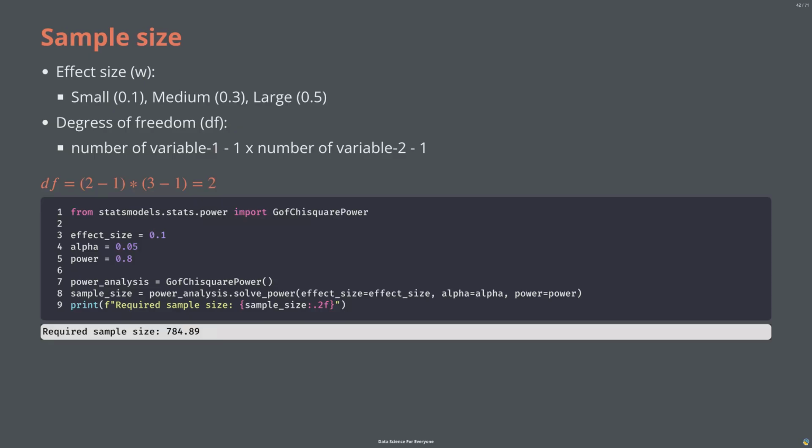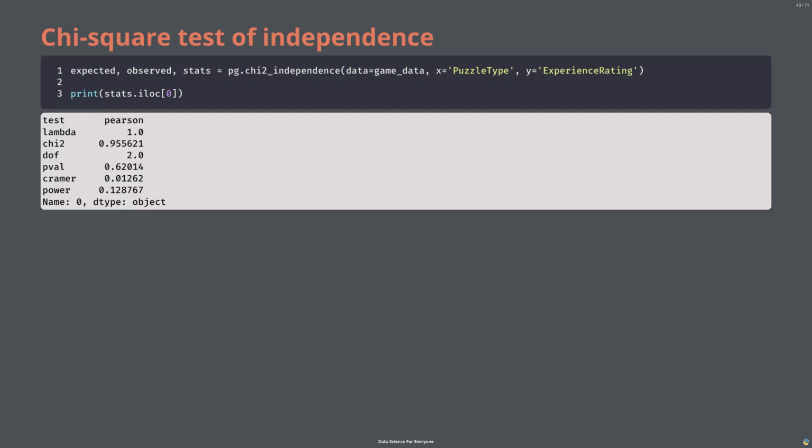Also, make sure that every combination in the frequency table has at least 5 participants for the test to be valid. To run the chi-square test, we're going to use the chi2_independence function from the pingouin package. We'll save it in the stats variable. We will be looking at the first row of the results. If the p-value is below 0.05, we reject the null hypothesis and say that there is likely a relationship between puzzle type and how people felt about the puzzle.